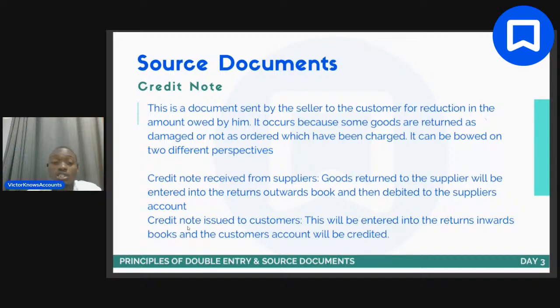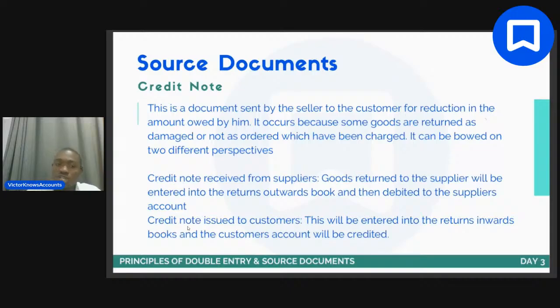And the double entry will now be what? Debit return inwards day book. And since your customer's account is reducing, you have to credit it. So you debit returns inwards day book and you credit your customer's account. You can see that we have entered a little bit into principles, into double entry. Do we understand that?